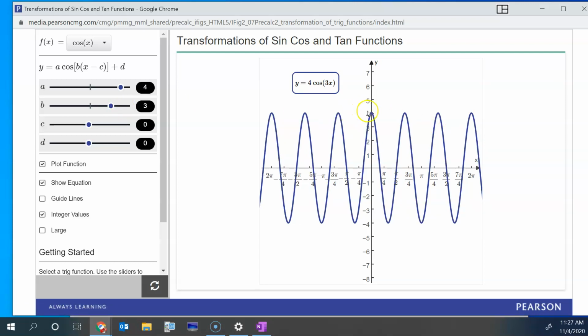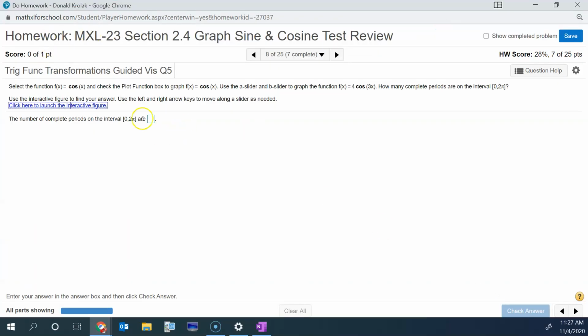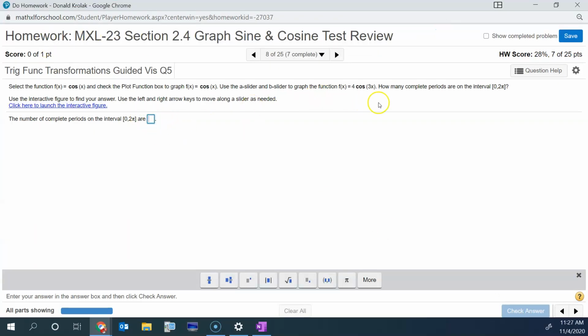And how many of them do we see? 3. There's 1, there's 2, and there's 3. Okay, so now I can answer that question. It's whatever that B value is. That's the shortcut. B is 3. That's how many complete periods I'm going to see.